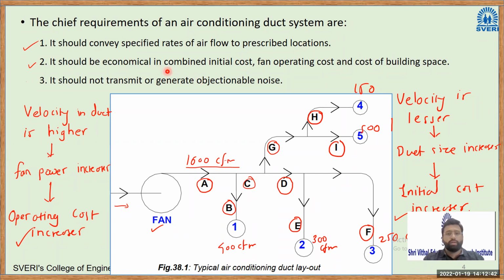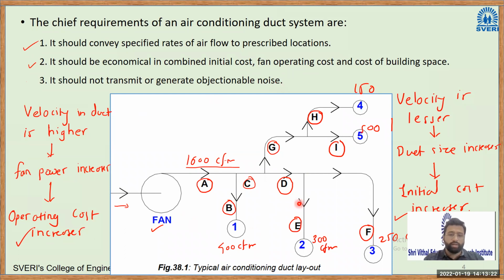It should be economical in combined initial cost, fan operating cost, and cost of building space. Obviously, as a contractor or as a building owner, you want to save your cost on this system. It should not transmit or generate objectionable noise, so the vibration level should be as minimal as possible. Commercially, if you look, ducts are insulated as well as provided with a soundproof coating. So there are two types of coatings on a duct: one is for restricting heat transfer, and another is to cancel the noises.